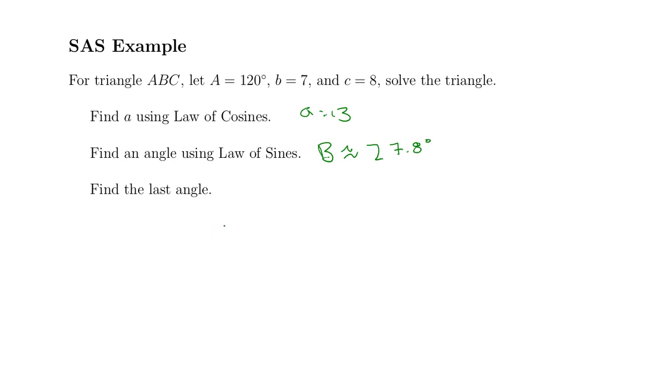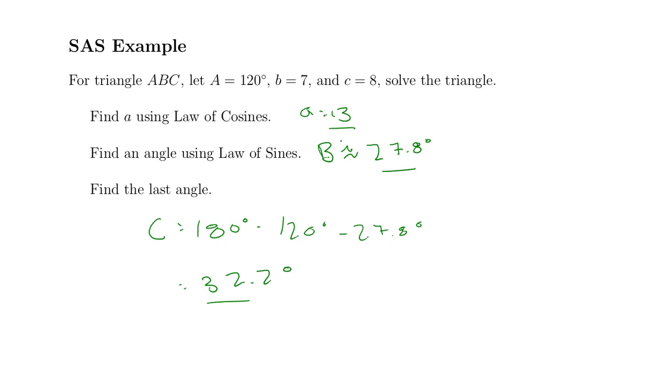And then we can find the last angle. You could use the law of sines if you want, but why would we? Because we know that all the angles add up to 180. So I know that angle C is going to be 180 degrees minus 120 degrees minus 27.8 degrees. That's going to give me 32.2 degrees, I think. 180 minus 120 is 60. 60 minus 27.8 is 32.2. So I've got everything I need.